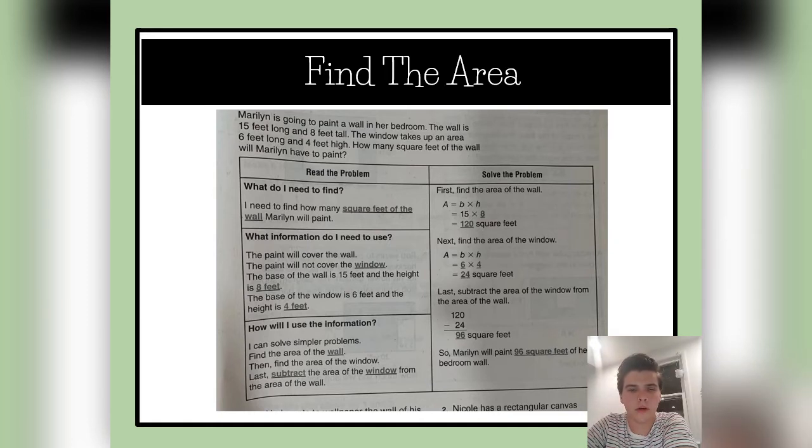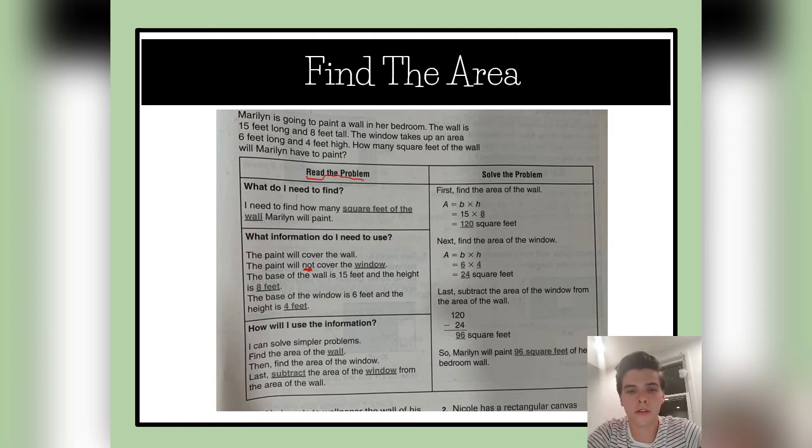So on the left of the column we have read the problem, and that's going to be key in these problems. So what do I need to find? I will need to find how many square feet of the wall Marilyn will paint. Next, what information do I need to use? The paint will cover the wall. The paint will not cover the window. That makes sense, right? You don't paint your window.